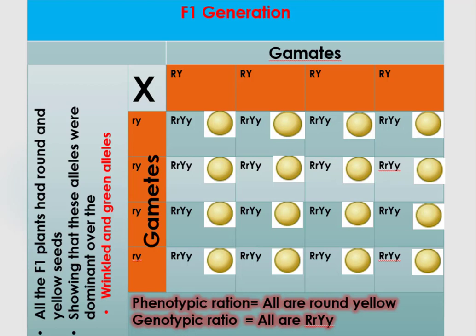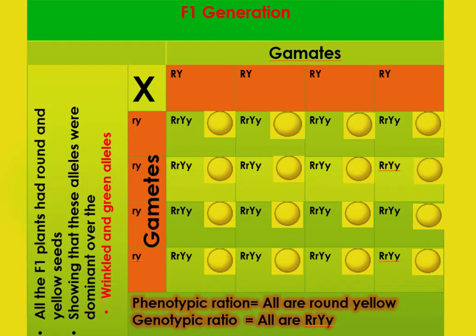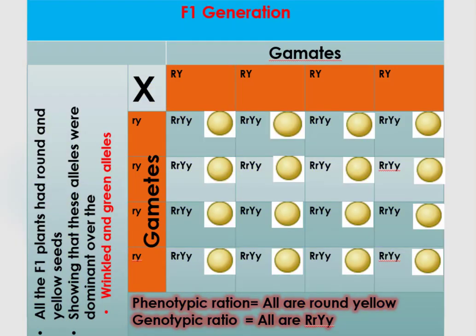When Mendel crossed plants homozygous for round and yellow seeds with plants homozygous for wrinkled and green seeds, he obtained 16 possible offspring in the F1 generation. We can see this cross by using a Punnett square.